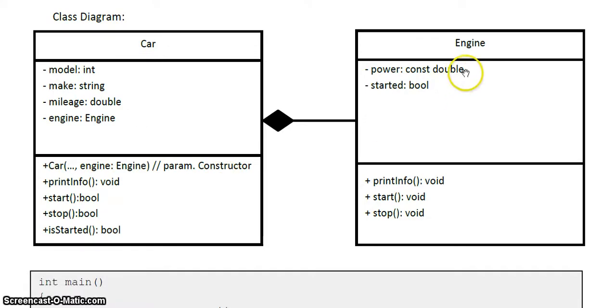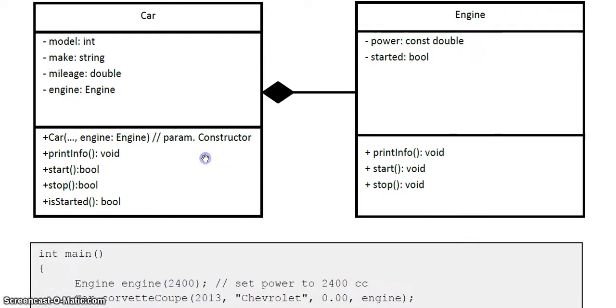The engine can have its attributes such as power, horsepower, and a boolean called started, which indicates whether the engine is started or not. So start will set the started boolean to true. Stop will set started to false, simply. You can also display a message as well.